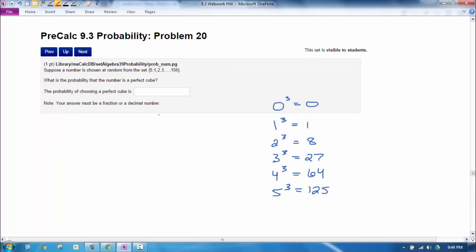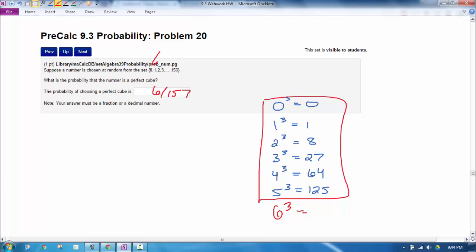Okay, the next problem gives us a list of numbers 0 to 156. What's the probability that we pick a perfect cube? Well, just write out the perfect cubes, 0 cubed through 5 cubed. 6 cubed is too big. It's bigger than 156. So these are our only options. We have 6 out of the total 157. It's 157 because we're including 0.